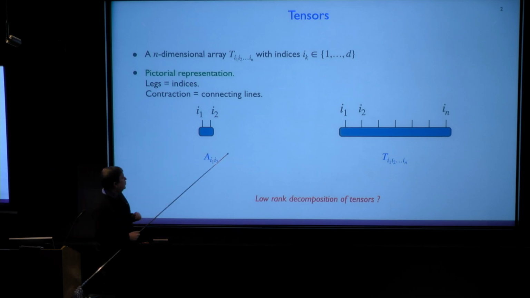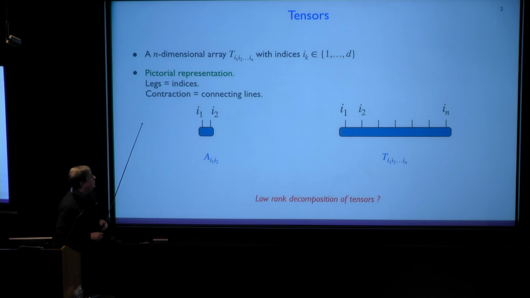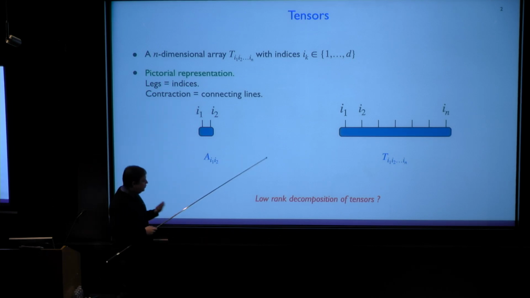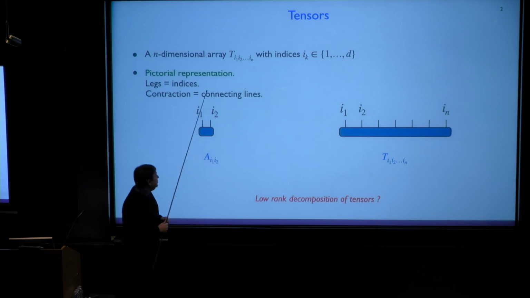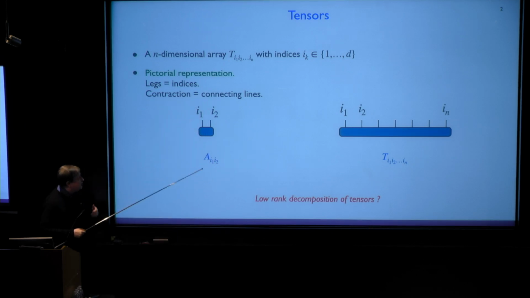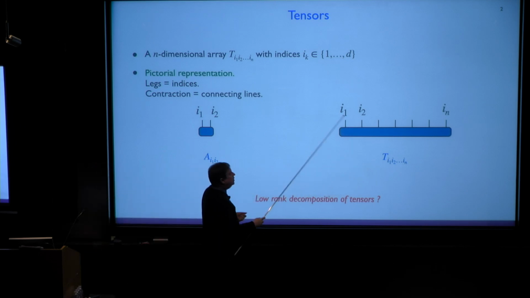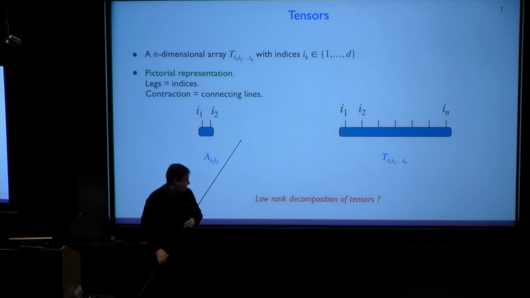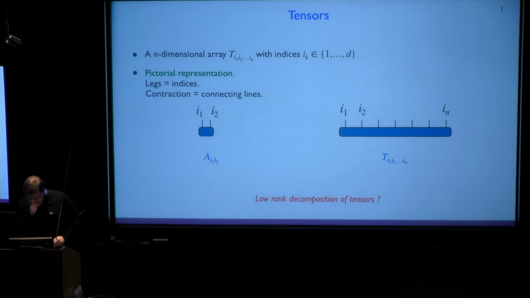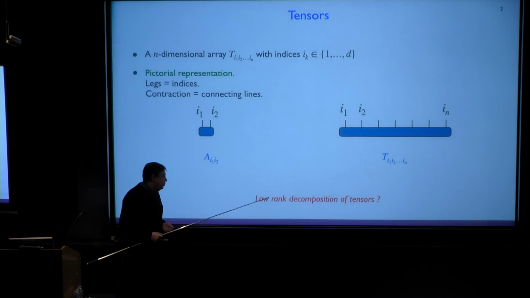I will use a lot the pictorial representation of these objects, meaning we're going to represent the indices like legs, sometimes with the indices themselves, sometimes without. And the contraction between two tensors will be depicted by connecting lines. So this is just a matrix, two indices. This is an n-dimensional tensor T with n indices.